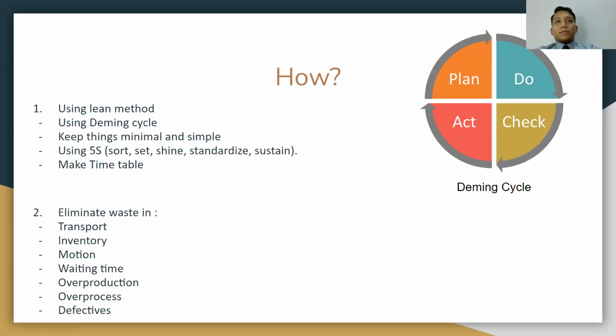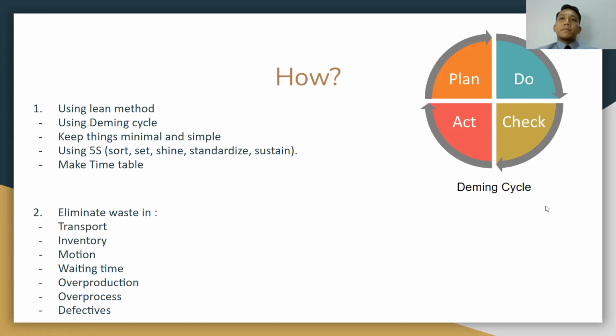So next, how do we achieve productivity improvement, whether breakthrough, continuous, or combined improvement? We can use the lean method. In the lean method, there are many tools that can be used. For this session, I will tell you about two simple methods that I learned in survey classes.